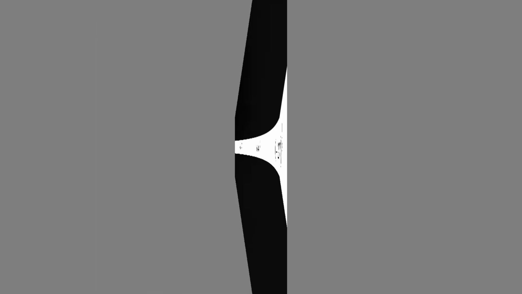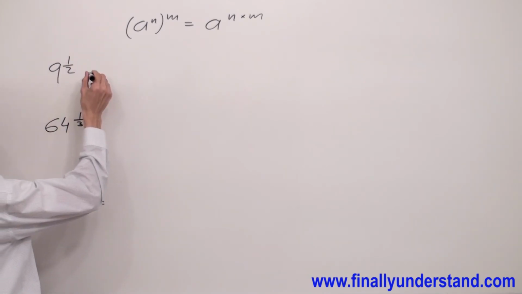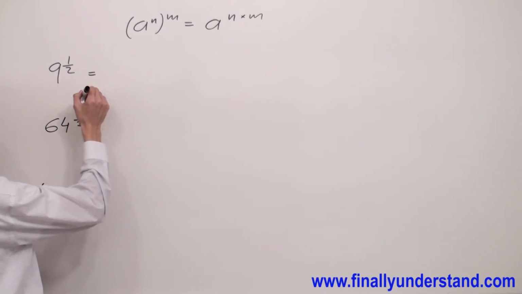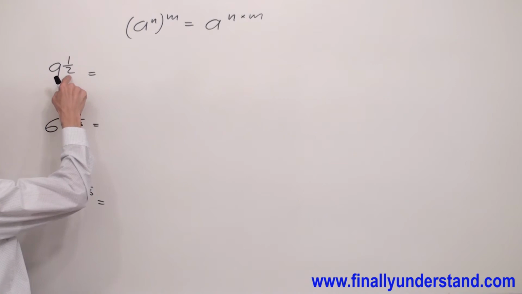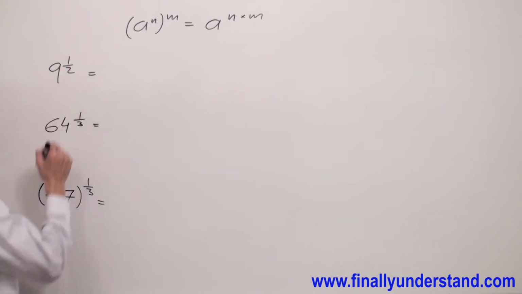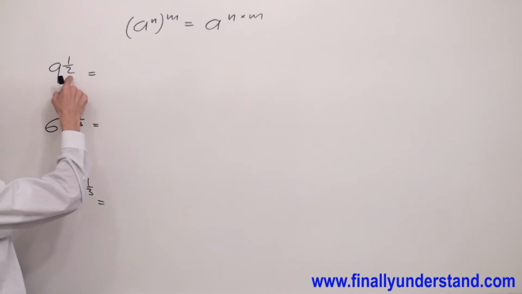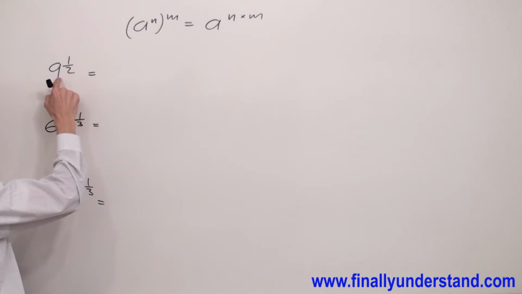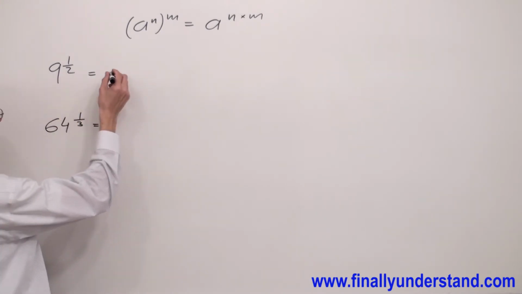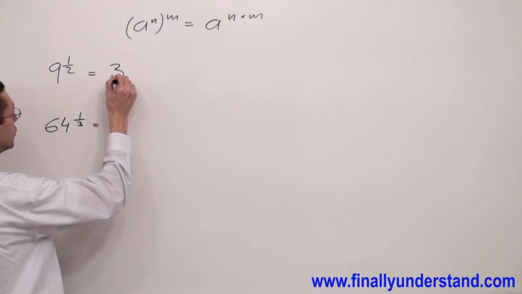Let's take a look at these examples. We have to find how much is 9 to the power 1/2. The very first step is to look at the number in the denominator of your exponent. It's 2. Next, you have to ask yourself what number raised to the second power, because I have 2 in the denominator, is going to give me 9. So this is number 3.